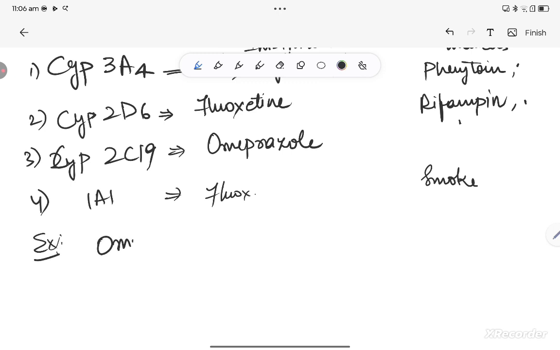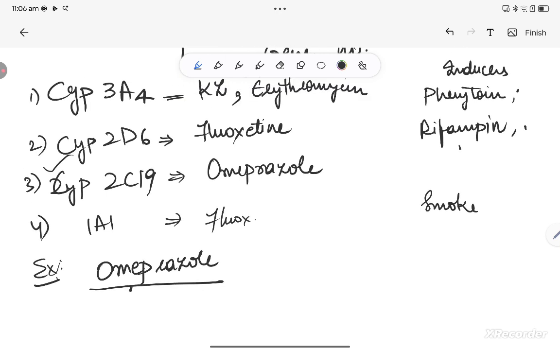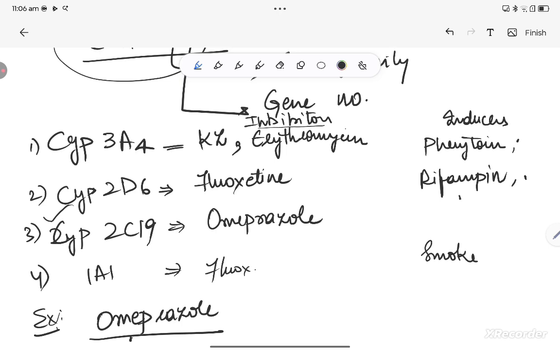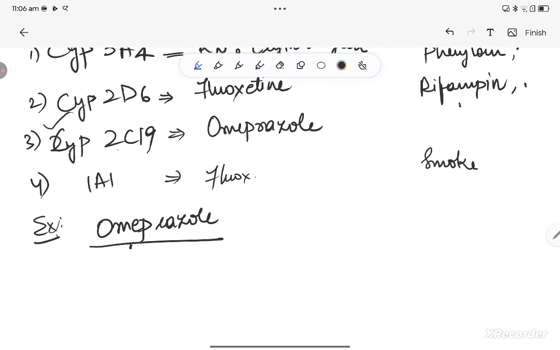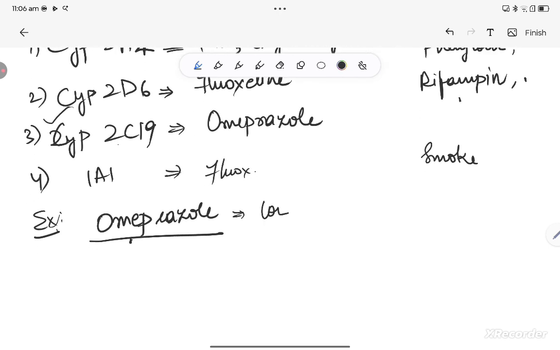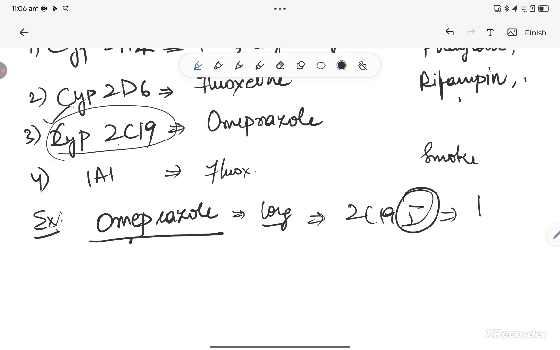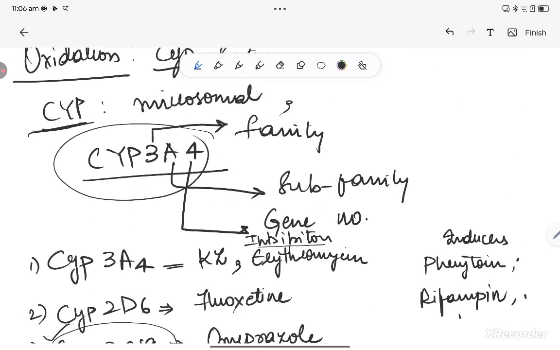Now, what happens is this omeprazole is metabolized by the CYP2C19 system, but it also inhibits the CYP2C19 system, so that when it is taken for longer durations, this CYP2C19 system will be inhibited, resulting in reduced metabolism. Once metabolism is reduced, it means the drug stays in the body for a longer duration. See, omeprazole is a wide margin of safety drug.